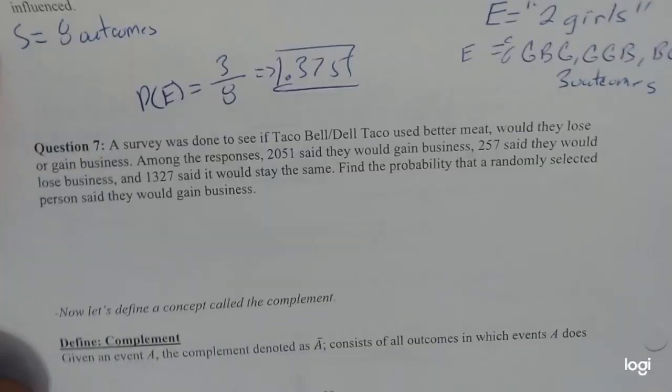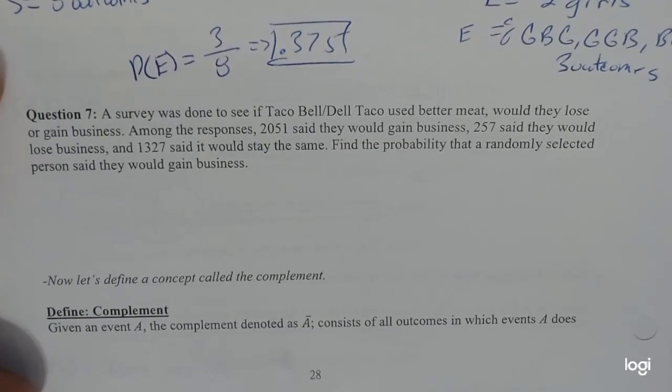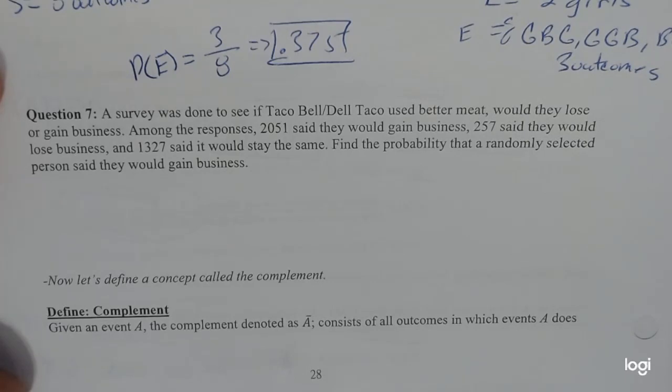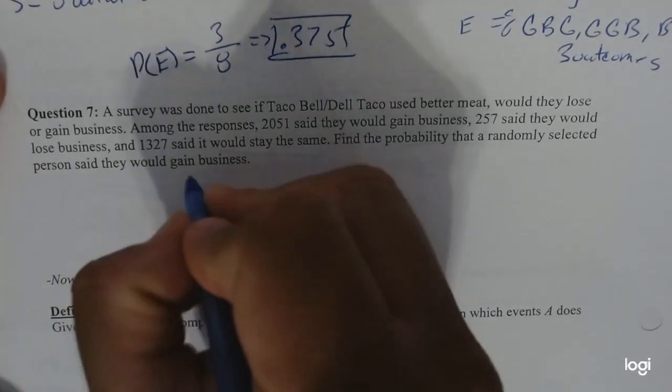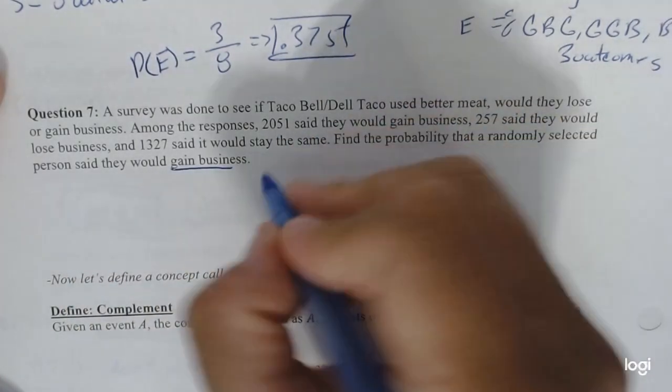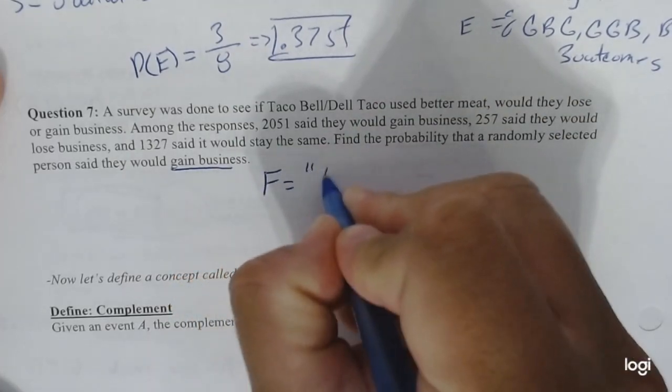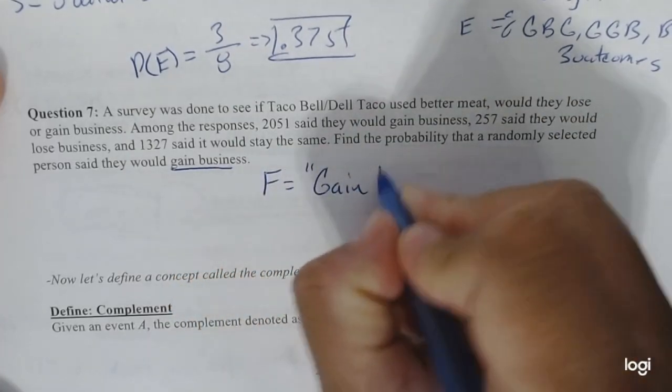So like example 7 is already given to us. It says a survey was done to see if Taco Bell / Del Taco used better meat, would they lose money or gain business. Among the responses, 2,051 said they would gain business, 257 said they would lose business, and 1,327 said they would stay the same. Find the probability of randomly selecting a person who said they would gain business. So what am I, F? So F is someone who gained business.